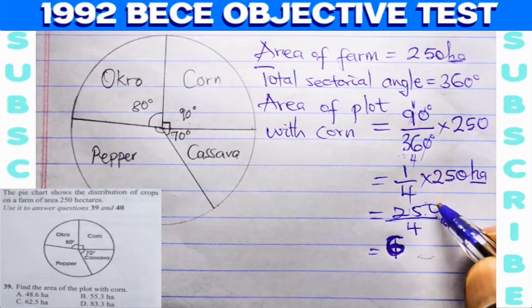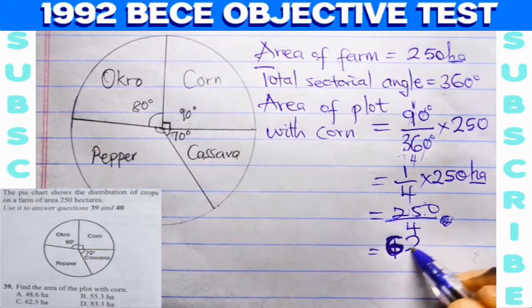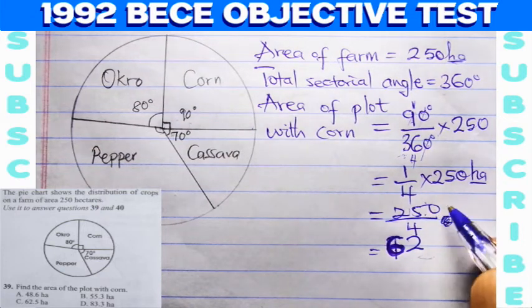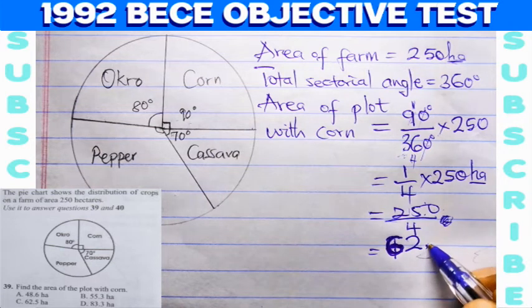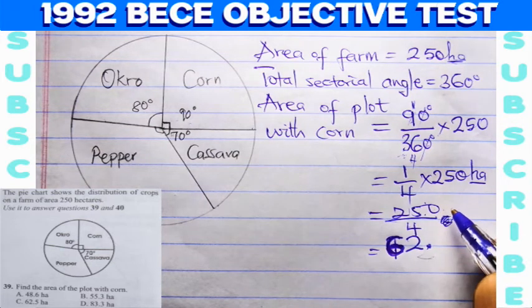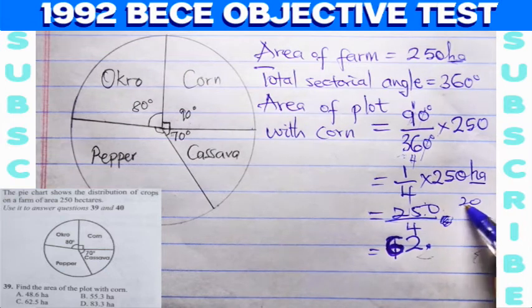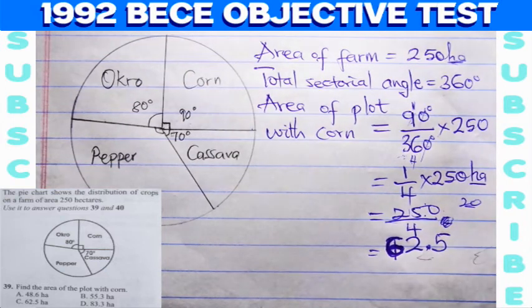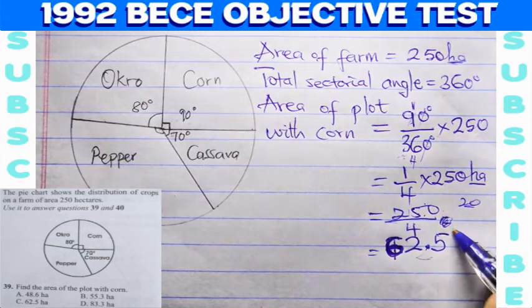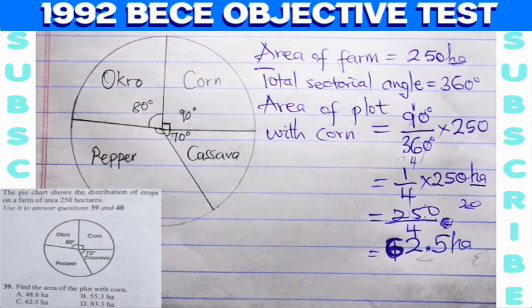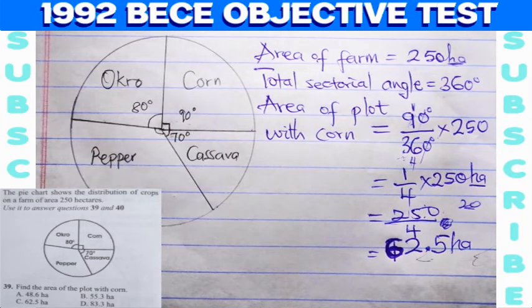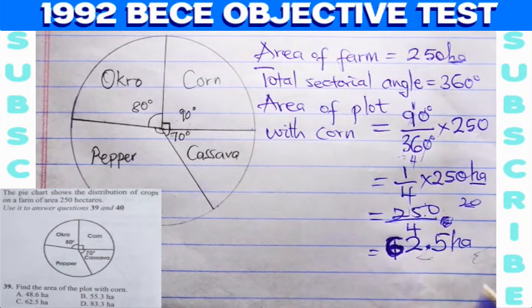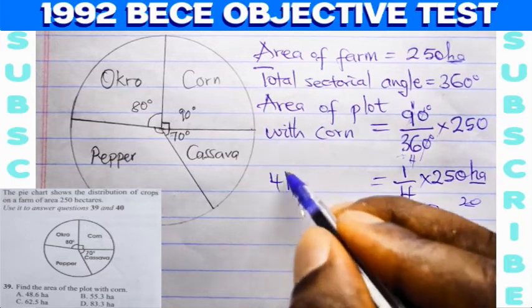4 divides the 10 2 times, and there will be a remainder of 2. 4 cannot divide the 2. So bring the decimal point, add 0 to the 2 that is left, so that you have 20. All right. Then 4 will divide the 20 5 times, and then you have 62.5 hectares of farm used for the cultivation of corn. All right. Or if this division is difficult for you, you can use the long division.